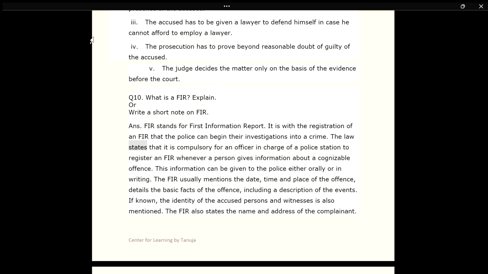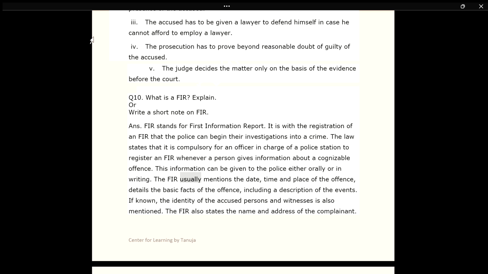The law states that it is compulsory for an officer in charge of a police station to register an FIR whenever a person gives information about a cognizable offense. This information can be given to the police either orally or in writing.